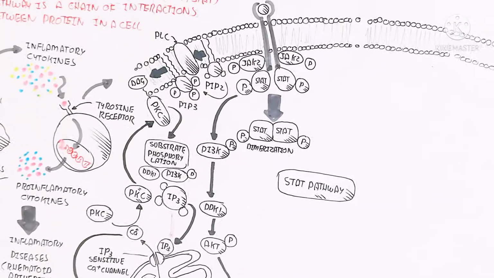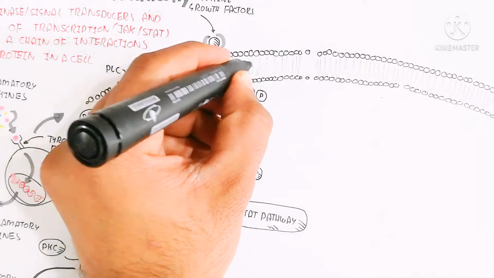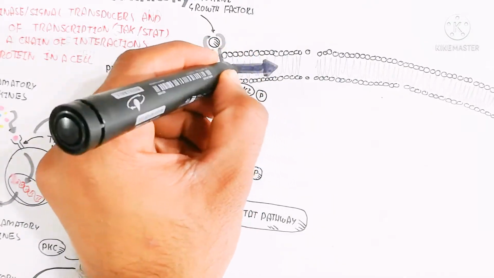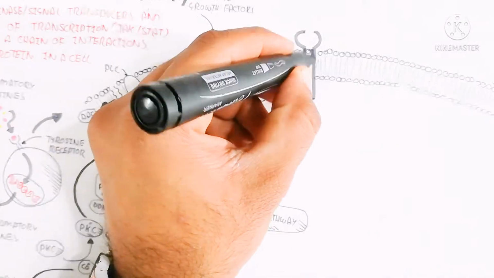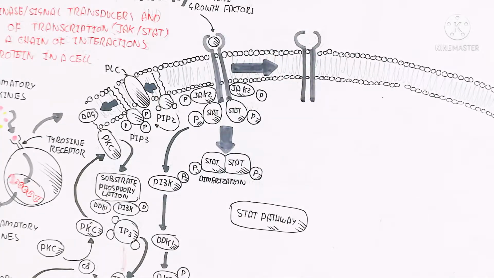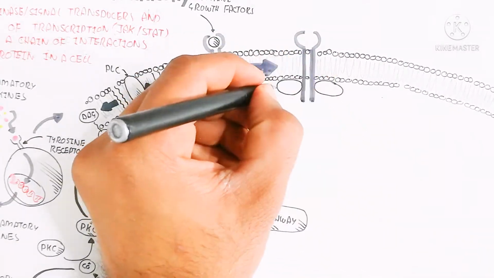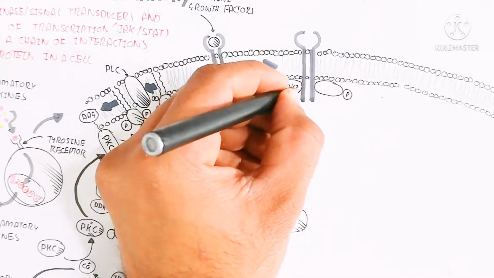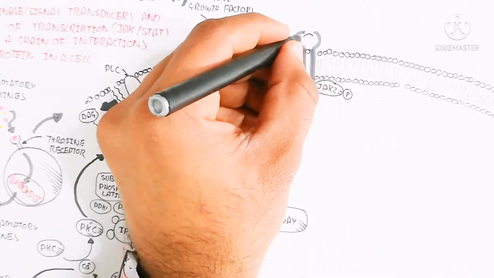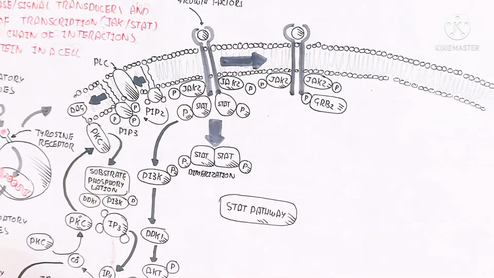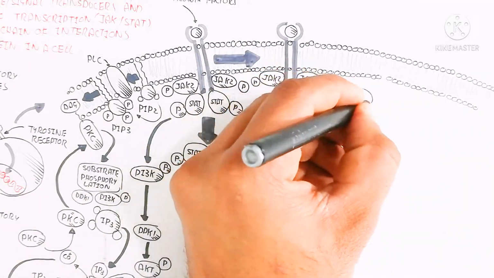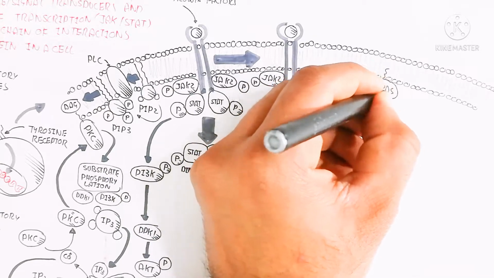So the cytoskeleton movement, and this is the IP3 pathway. And next, here you can see the RAS protein binds with the cytosolic protein, but at the intracellular domain. So here is the intracellular domain attached with the GRB2 protein.